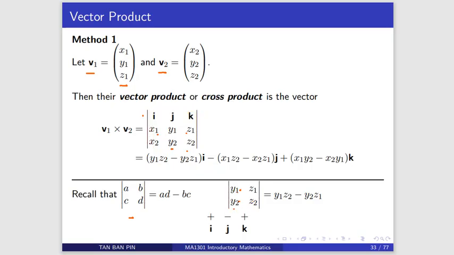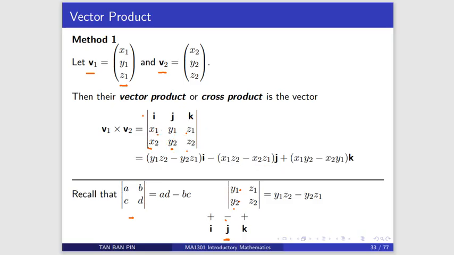After that, you look at the j component. The j component will always have a minus sign, because when you work out a 3×3 determinant, the j component always has a minus sign. So that's how you get the minus sign here. And then you cover the j column, and you're left with x1, x2, and z1, z2. So you take x1 times z2 minus x2 times z1. So that's how we get this expression here.